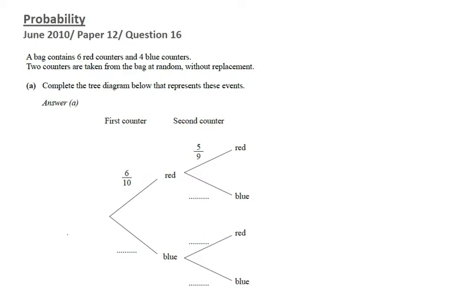Without replacement means when we take out one counter, we will not replace it, we will keep it outside, okay, and then we will select the next counter. Now, complete the tree diagram below that represents these events. So, we have 6 red counters, which are 6, and the blue counters are 4. So, altogether we have 10.